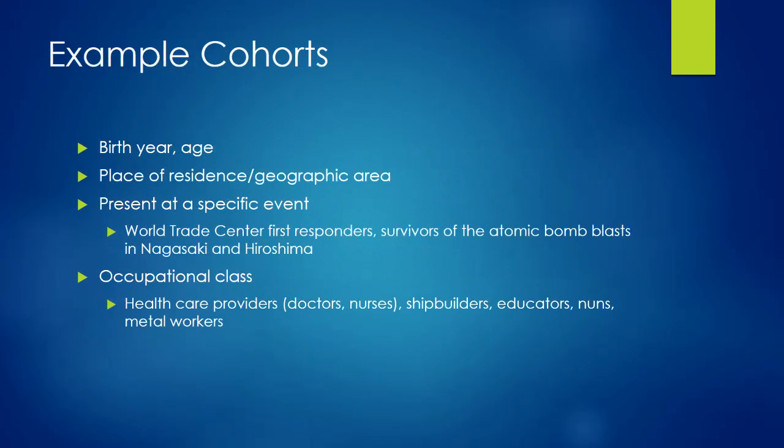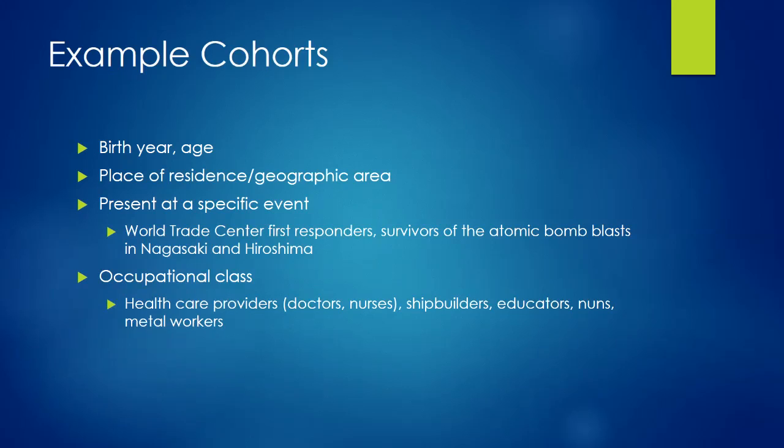In terms of epidemiologic studies, there are lots of different characteristics that we could use to define a cohort. Some common ones are birth year or age, place of residence or geographic area. The Framingham study is a large study that started in the 50s and is an example of that. The goal was to investigate the causes of cardiovascular disease, but everyone in the study was selected from this town, Framingham, Massachusetts.